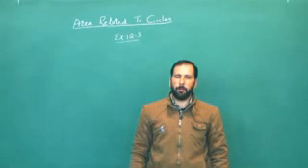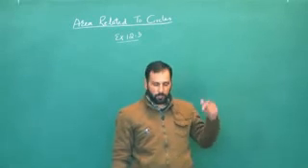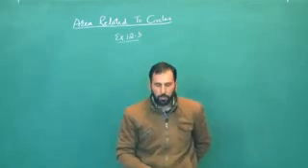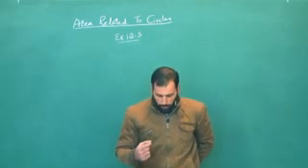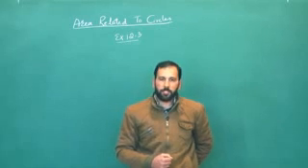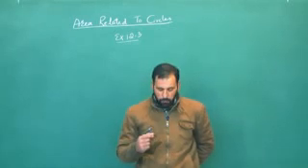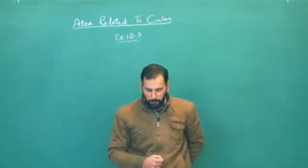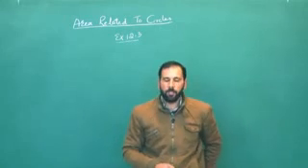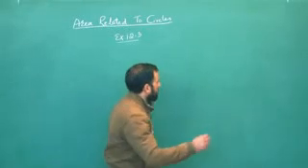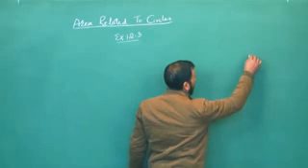Let us take another example of the same exercise 12.3. The example is example number 4. Find the area of a shaded region in which a circular arc of radius 6 centimeter has been drawn with the vertex O of an equilateral triangle OAB of side 12 centimeter as center. So first of all, we draw the diagram of the question. This one is an equilateral triangle.